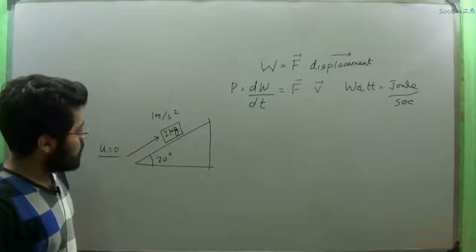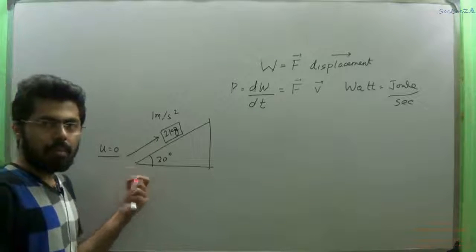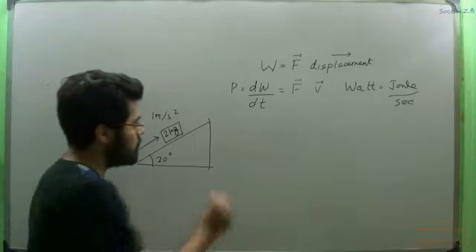Now we have been asked what will be the power being supplied to the block at t equals 4 seconds.